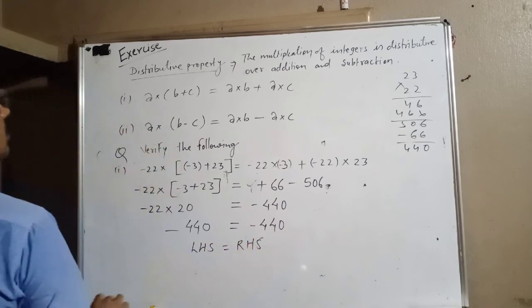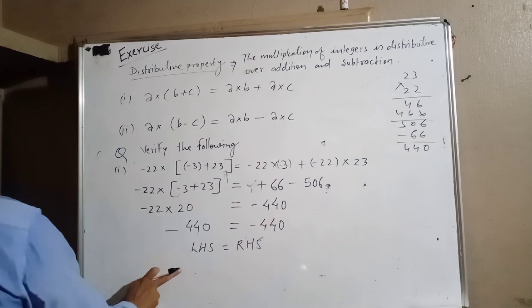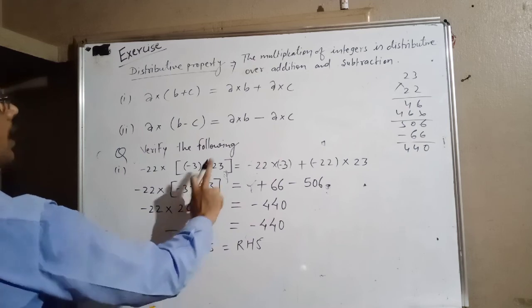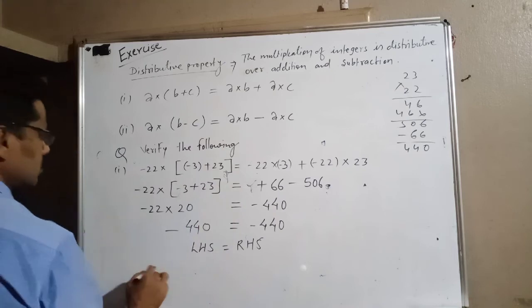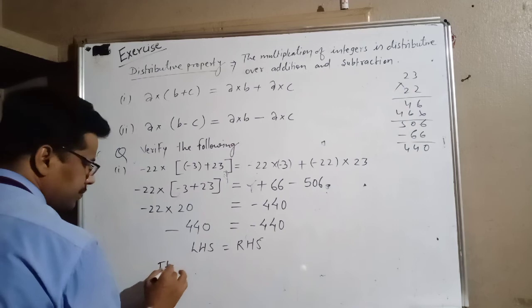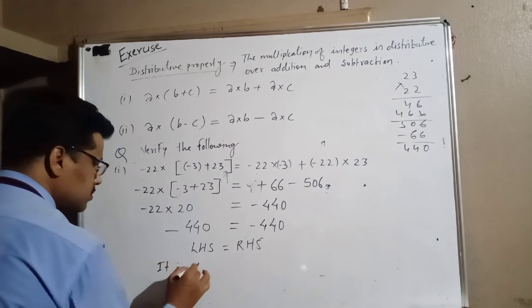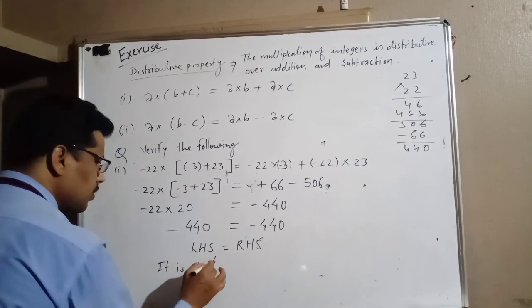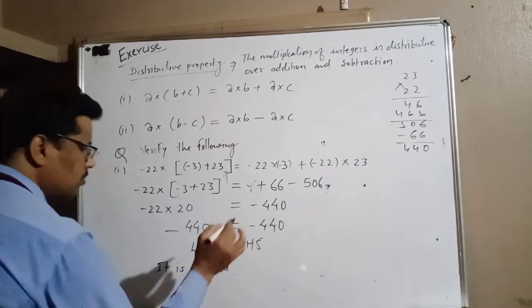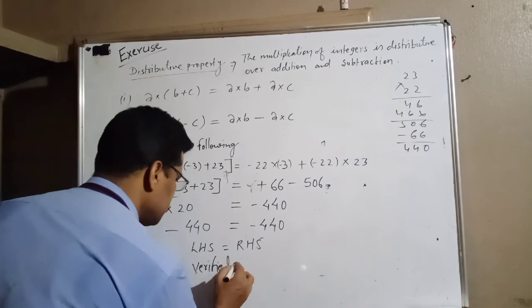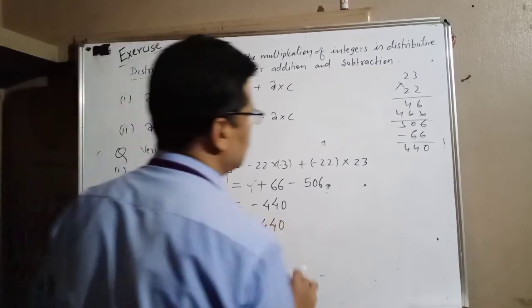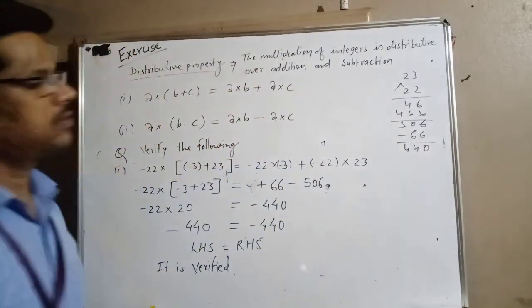At last you can write here the distributive property is verified over addition. If you want to write, you can write. Okay, directly we can write it is verified. Got it? Distributive property is verified over addition. Okay. Now we'll solve the next question.